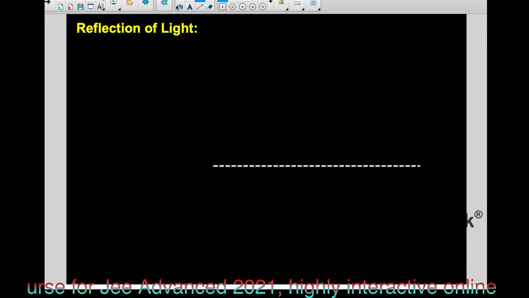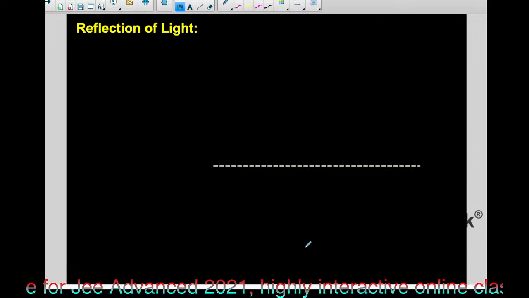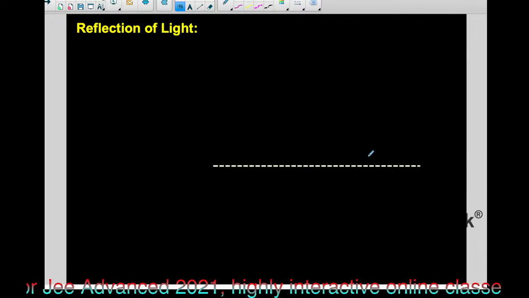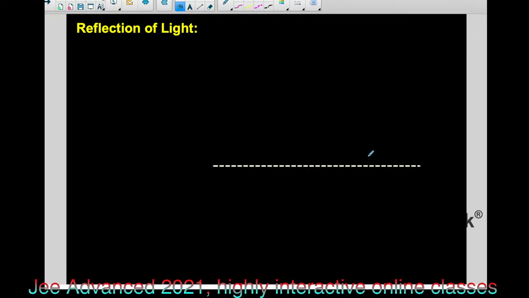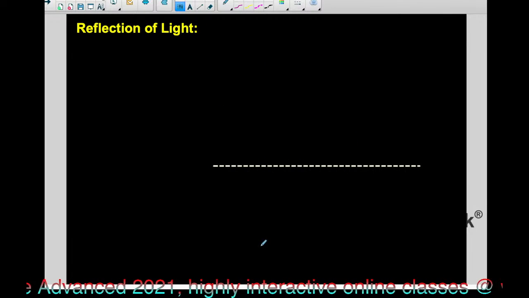Chalo, take away. So what happened here? This one is medium 1 and this one is medium 2, and this one is the boundary of two medium, right? So boundary means before this one medium and after this another medium.